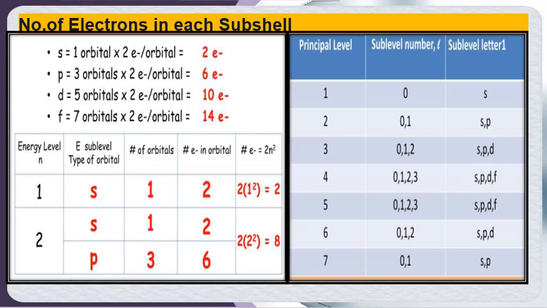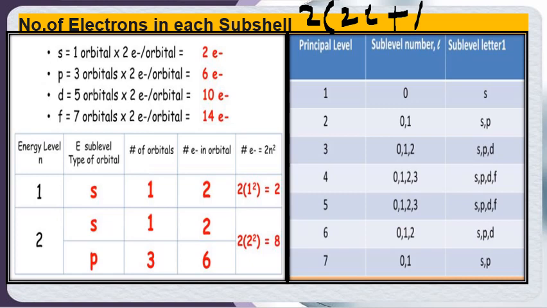You should remember the value of L for each of the subshells. For S, the value of L is 0, while for P, it is 1. For D, it is 2. And for F, it is 3. You have to remember it well, right? Now here, this is the formula, that is 2 multiplied by 2L plus 1, which can be applied to find out the number of electrons which can be placed in this subshell, right?